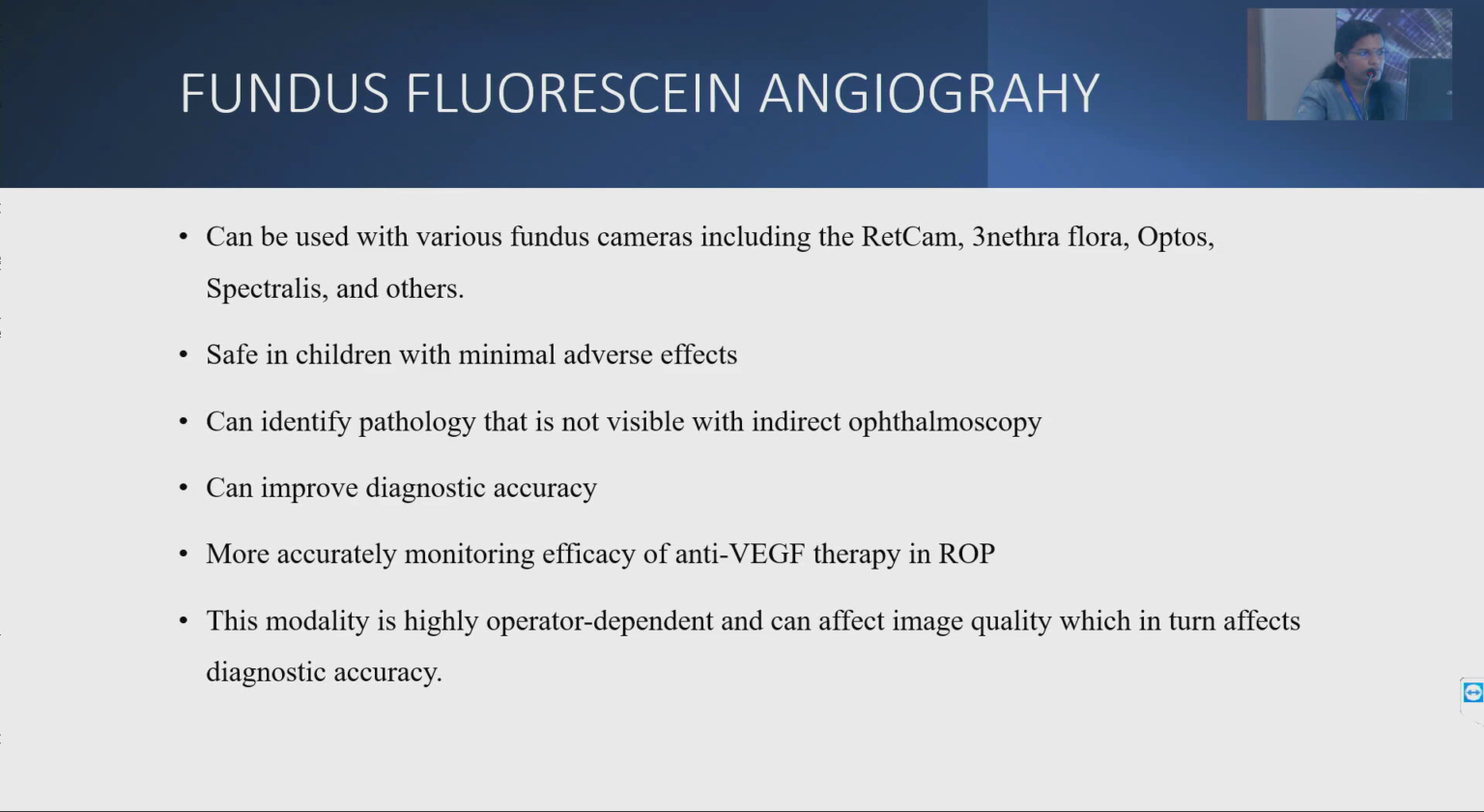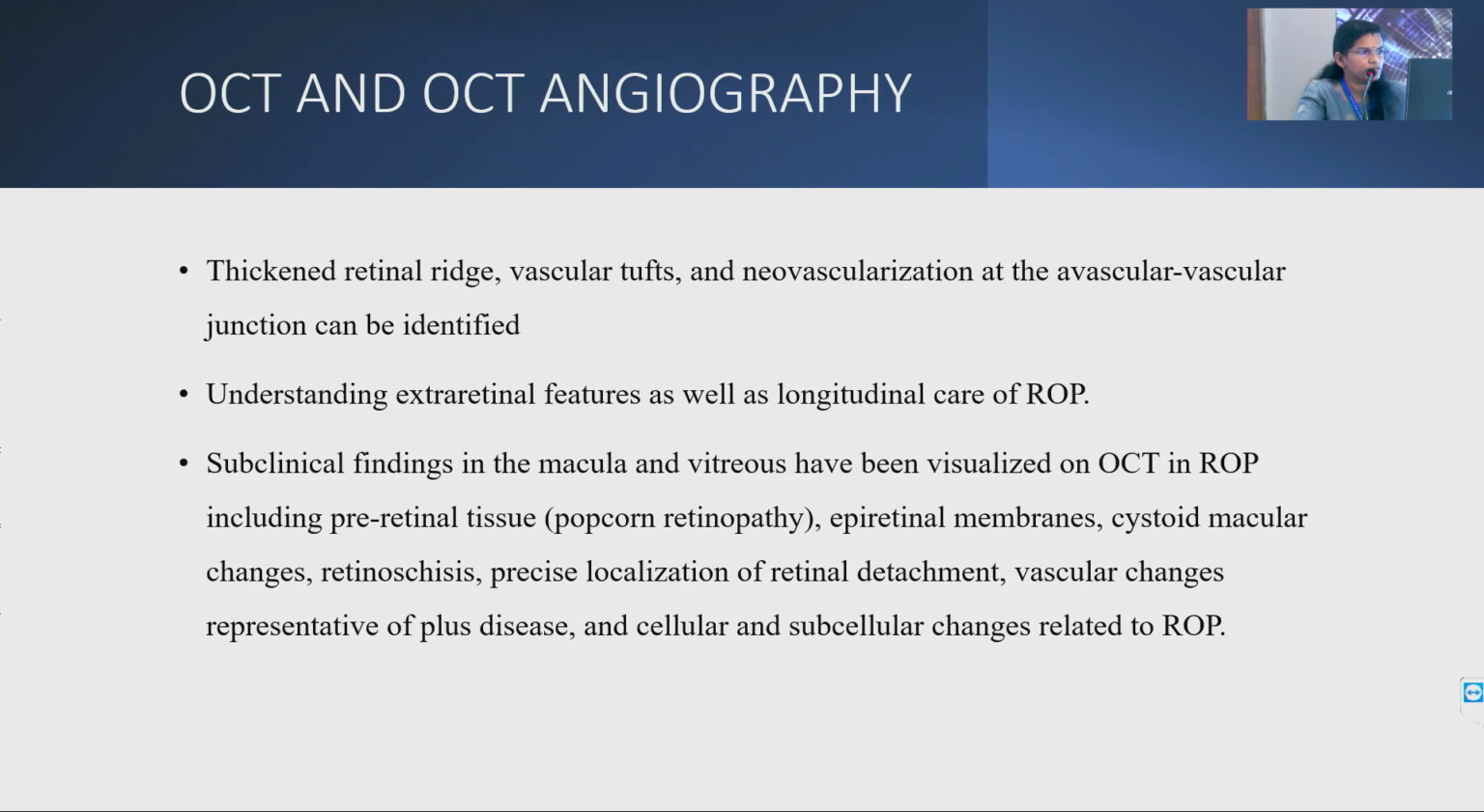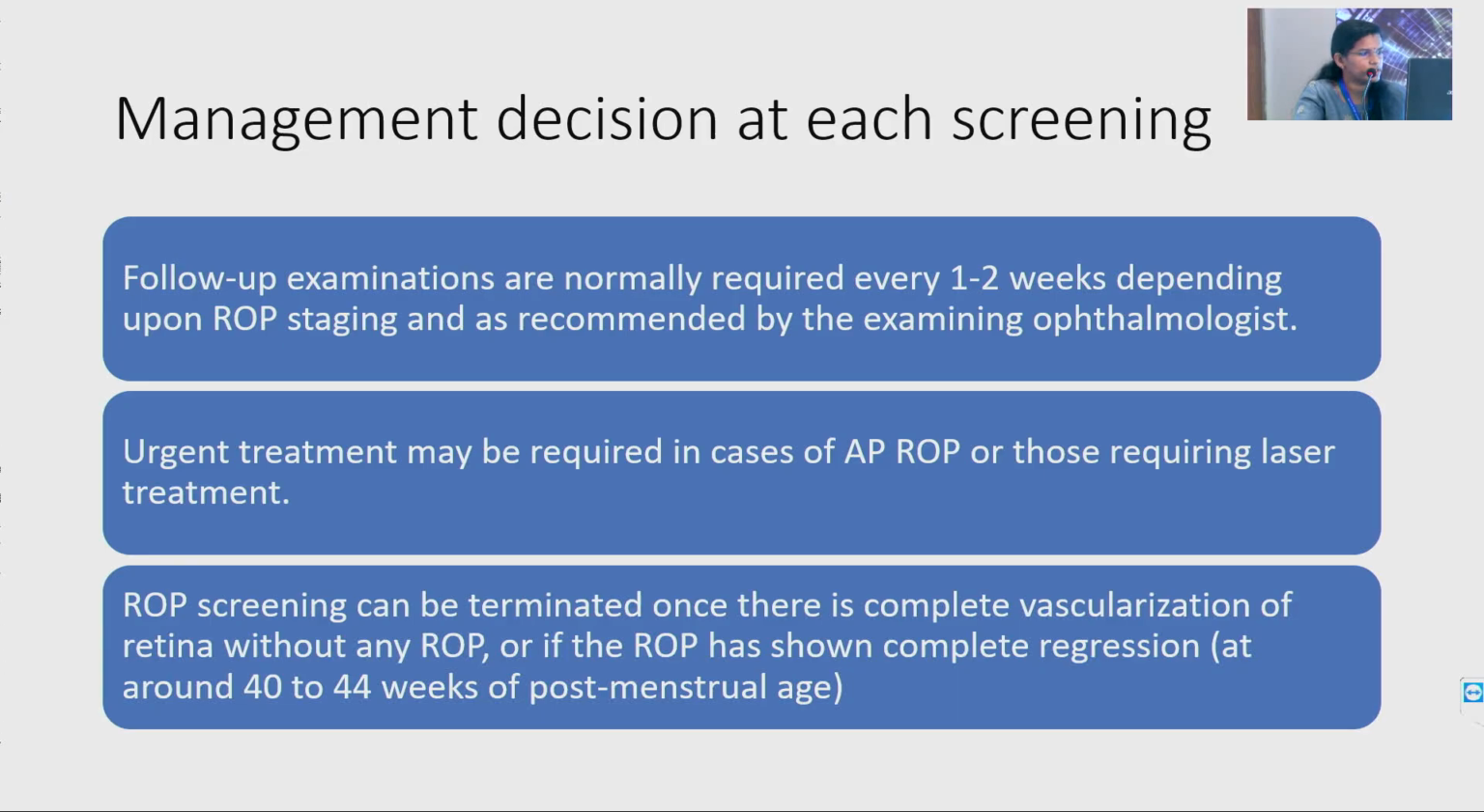Fundus fluorescein angiography can be used with various fundus cameras like RetCam, the Trinetra and the Optos. It's safe in children and can identify pathology even when it's not visible with indirect ophthalmoscopy, can improve the diagnostic accuracy, and more accurately monitor the efficacy of anti-VEGF therapy in ROP. OCT and OCT angiography are not routinely done, but can give an idea about the lesions and can detect them early. The popcorn lesions can also be detected early.